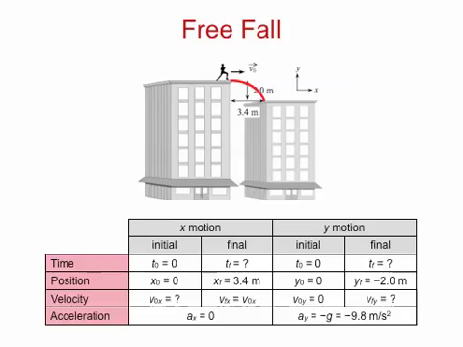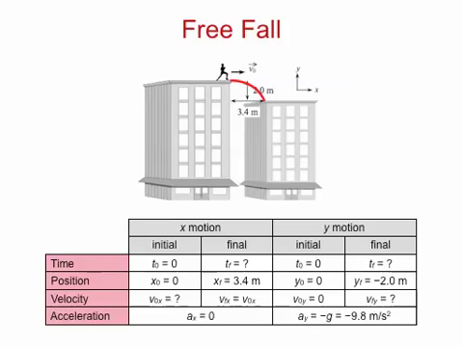The minus sign on y sub f is because the ending point is below the starting point, which we've chosen to be the origin. Since we're told that the criminal runs horizontally off the building, the initial velocity vector must be horizontal. That means the y component of the initial velocity is 0. The initial velocity is all horizontal.